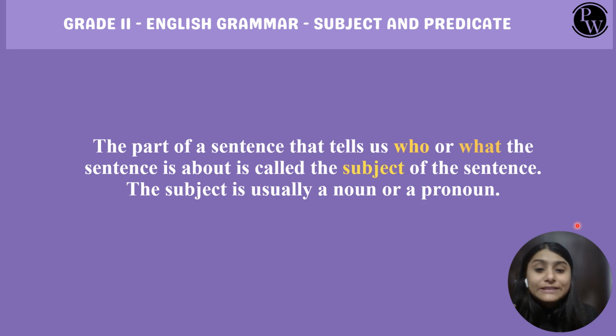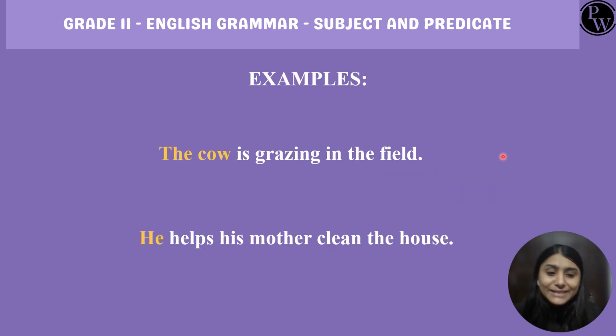So the part of a sentence that tells us who or what the sentence is about is called the subject of the sentence. Just like Radha and the doll because they were being talked about in the sentence. Now remember that the subject is usually a pronoun or a noun. Alright? Let's look at some examples.